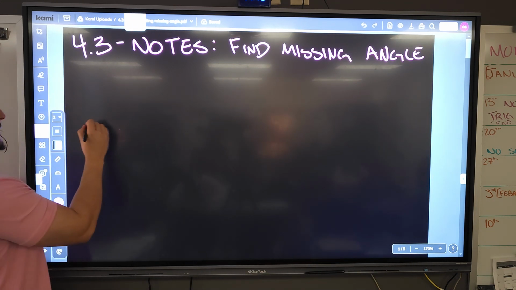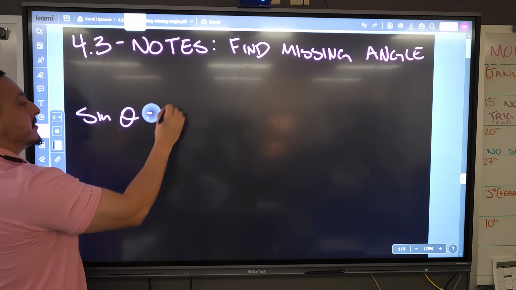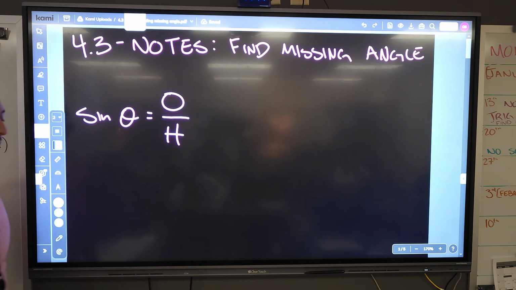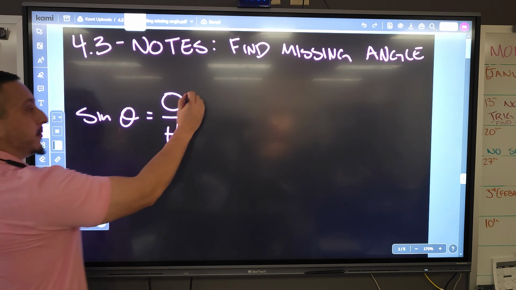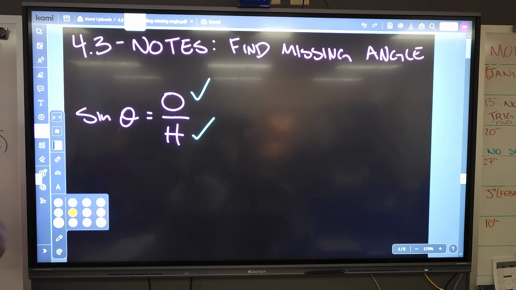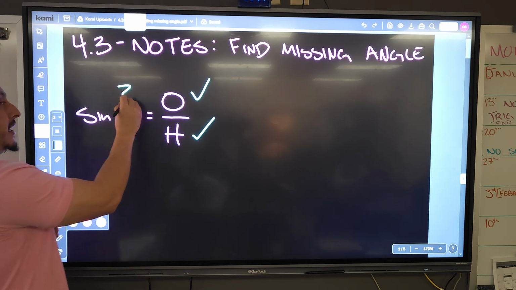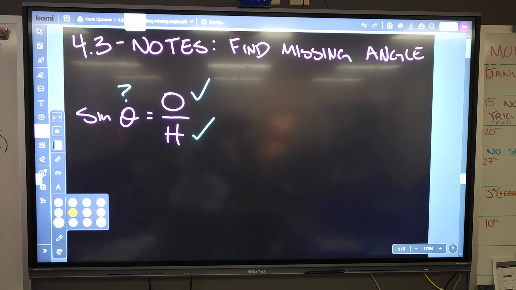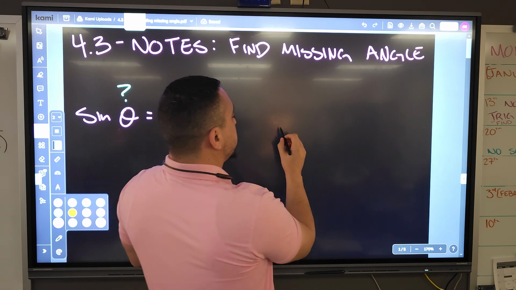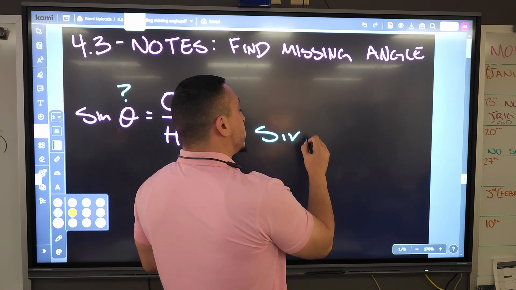So when you have, for example, sine of theta equals the opposite over the hypotenuse, yesterday you had the angle and a side, so you're looking for a missing side. So on these, you will always need to have both of those sides, either OH or AH or OA, two sides. You need two sides, okay? What you're missing is the angle.